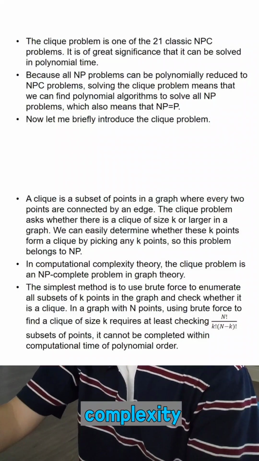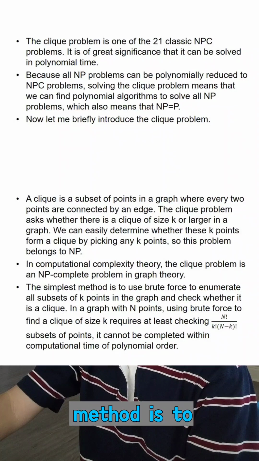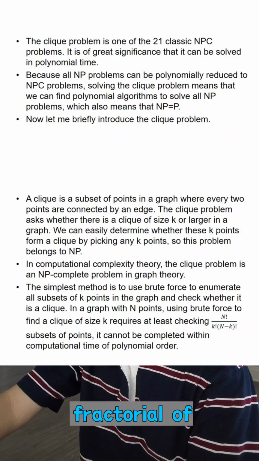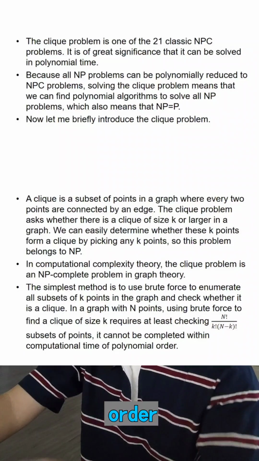In computational complexity theory, the clique problem is an NP-complete problem in graph theory. It is also called an NPC problem. The simplest method is to use brute force to enumerate all subsets of k points in the graph and check whether it is a clique. In a graph with n points, using brute force to find a clique of size k requires at least checking n factorial over k factorial times (n minus k) factorial subsets of points. It cannot be completed within computational time of polynomial order.